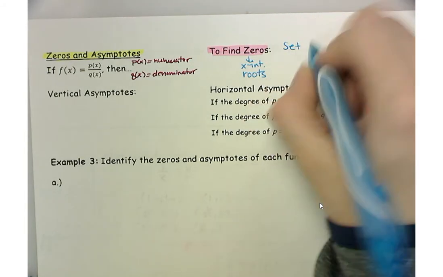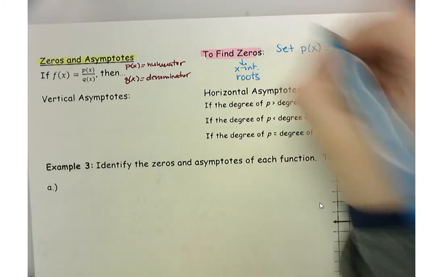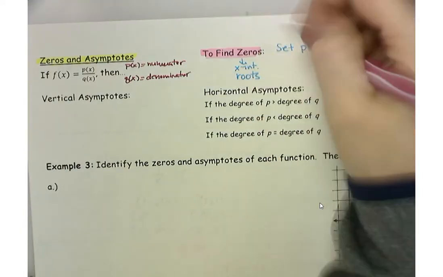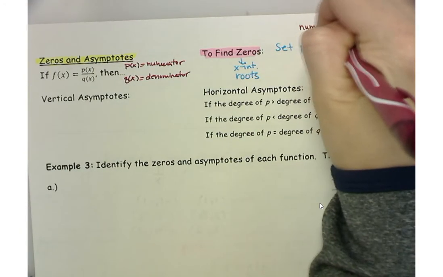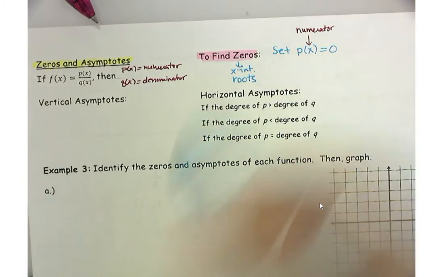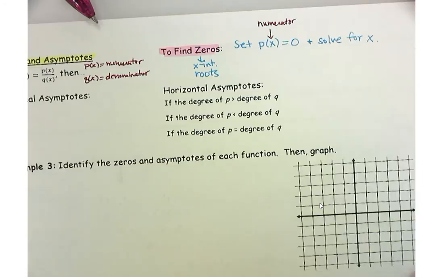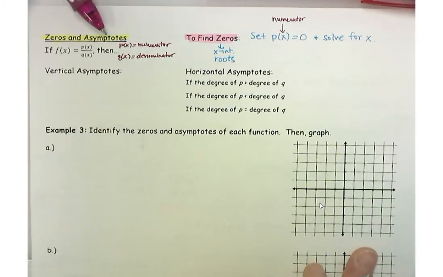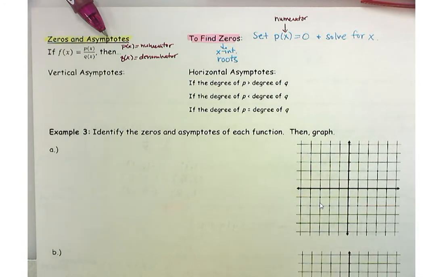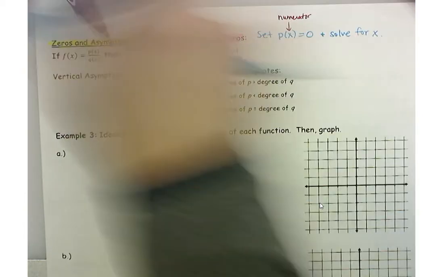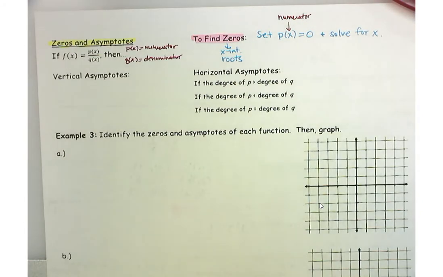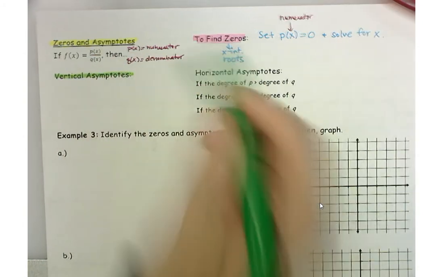To find the vertical asymptotes, remember, the vertical asymptotes are related to the domain. And with the domain, if you have a fraction, what don't we want? Yeah, we don't want the denominator to be 0. So for the vertical asymptotes, what you do is you set q of x, or the denominator, equal to 0, and solve for x. Okay, so again, for the vertical, we're using the denominator because that is tied to our domain.